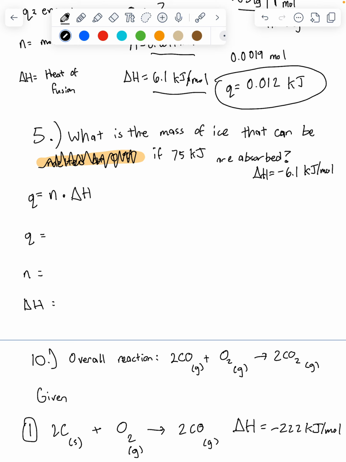So we take a look at what we've got. It gives us 75 kilojoules. Kilojoules is a measurement of energy, so that's our Q value. And it also gives us negative 6.1 kilojoules per mole.